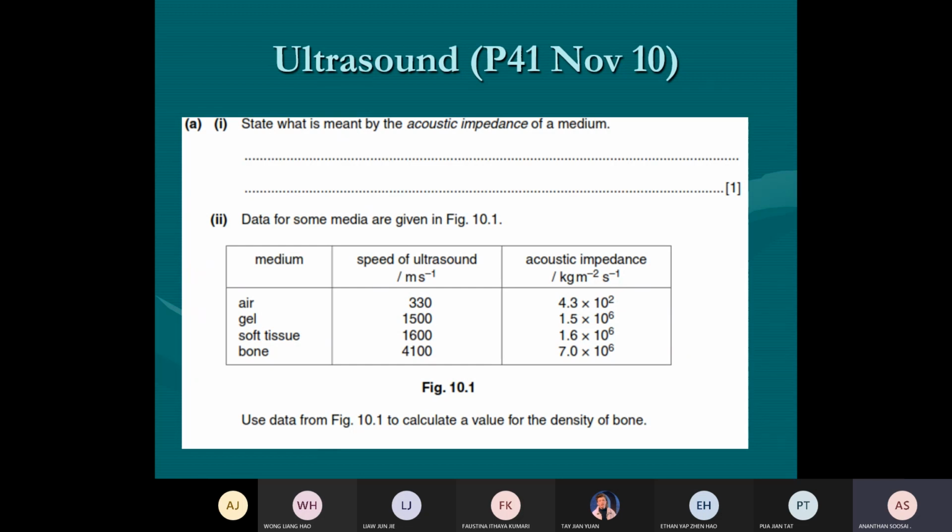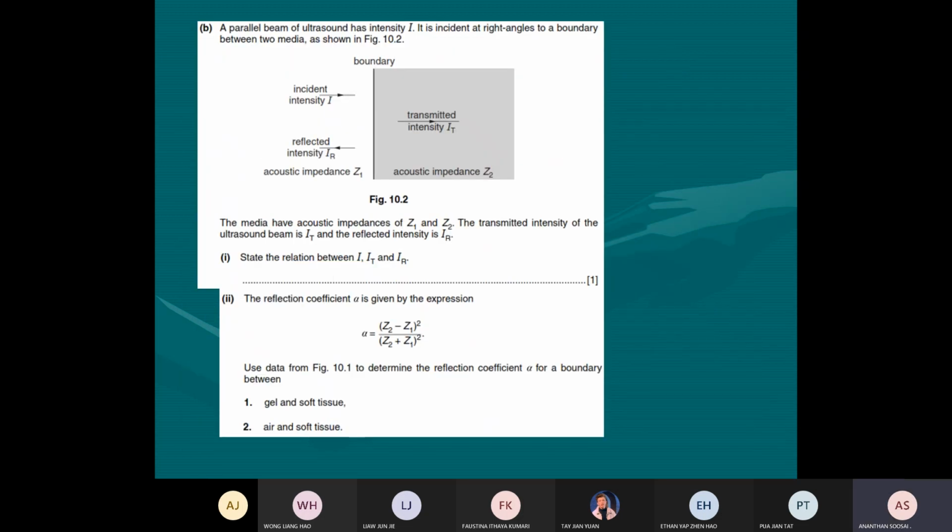If I check the unit, any problem with the unit? Okay, good. The density is in kg per meter cubed. Oh, this one is slightly different. Give it a try. 1 minute.